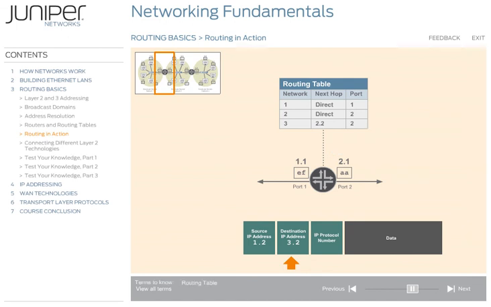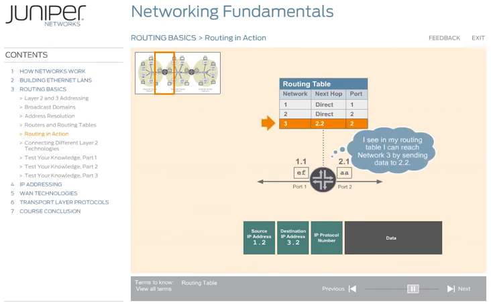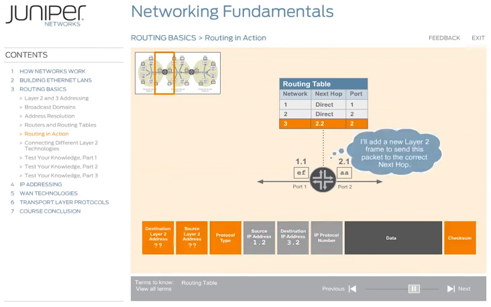The router looks in its routing table for this destination network number. The router finds network number 3 along with the layer 3 address of the next router in the path to the destination network. Next, the router adds a new layer 2 frame, including the source MAC address and the next hop router's MAC address. If the router does not know the MAC address for the next hop, it performs the address resolution process to determine the MAC address. In this case, the MAC address for 2.2 is BB.